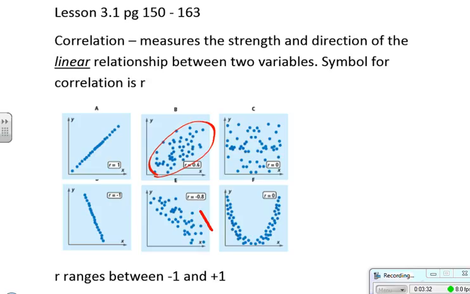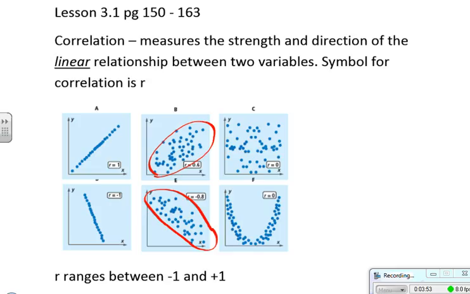On picture E, you can tell that the data has a downhill trend, but there's less spread than on B, so it's going to be closer to -1. More spread out, closer to 0. Tighter and more linear, you're going to be closer to either +1 or -1.